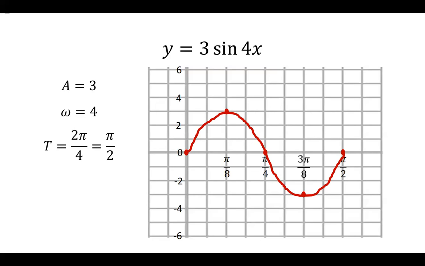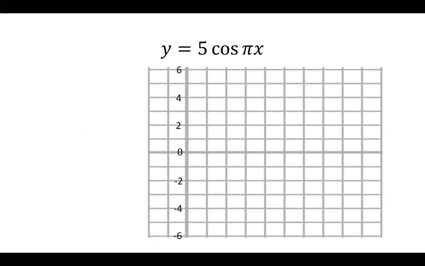Well, let's try another example. Let's bring in cosine. So y is equal to 5 cosine pi x. First thing we're going to do is we see that 5, and that's our amplitude. We see that pi is equal to omega. So we have the period now is 2 pi divided by pi, or 2, which means we can start plotting.